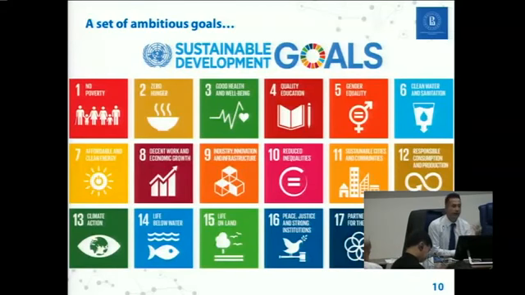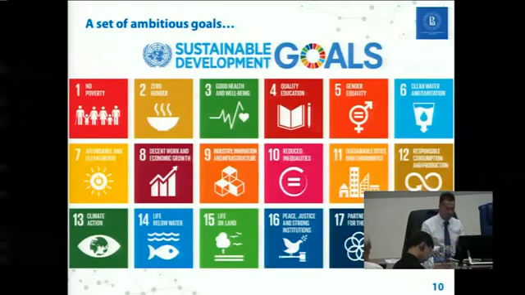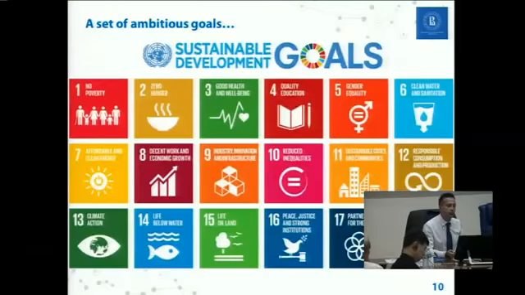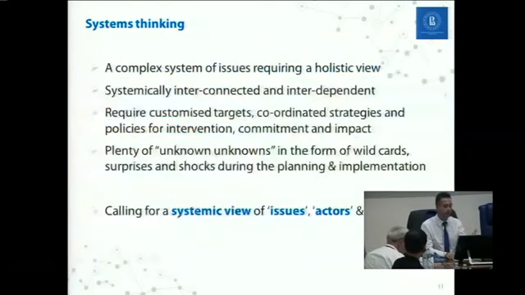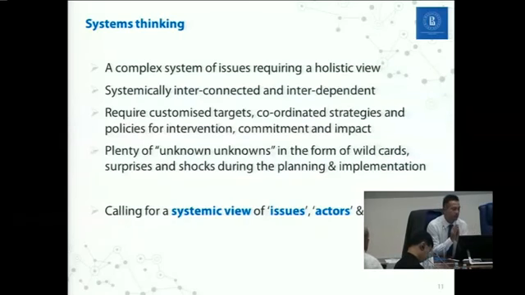So we need to see this big picture and how these things are interrelated and interconnected while thinking about their future. So all these things that I mentioned give us a message that we have a complex system which gives rise to uncertainty, and they require a holistic view. So we should always keep in mind this big picture. And all these issues are systemically interrelated, interconnected, and interdependent. They require some customized targets, coordinated strategies, and policies for intervention, commitment, and to create impact.